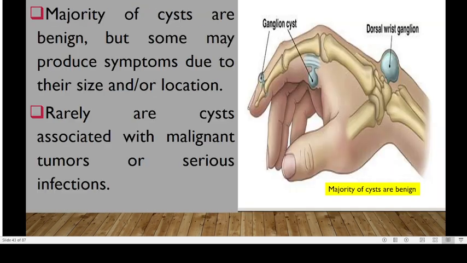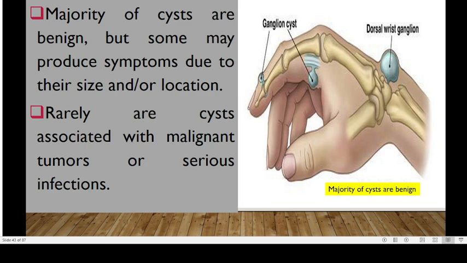Okay, guys. So most cysts, we should know that they are benign, but some may produce symptoms due to their size and or their locations. So rarely are cysts associated with malignant tumors or serious infections.